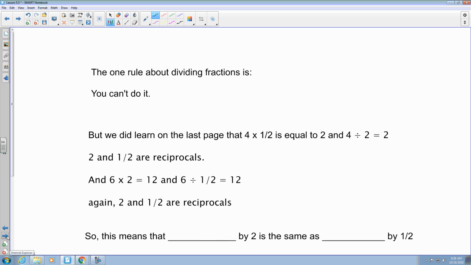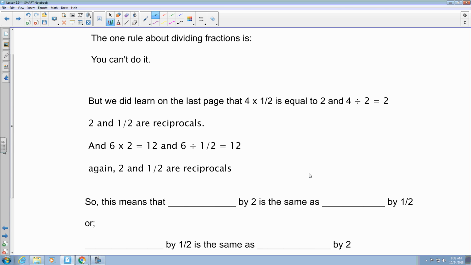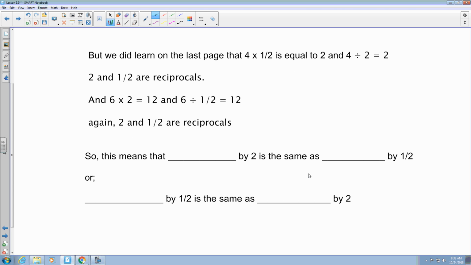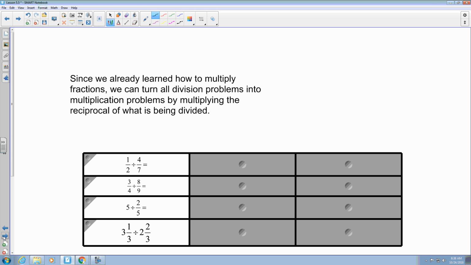So what this next page is telling us is the one rule about dividing fractions: you can't do it. You can't do it, so that means you must make it into a multiplication problem. All we are doing here is that once we have a division problem, we immediately make it into a multiplication problem and we multiply by the reciprocal. Okay, so that's the one thing that we need to take from dividing fractions.